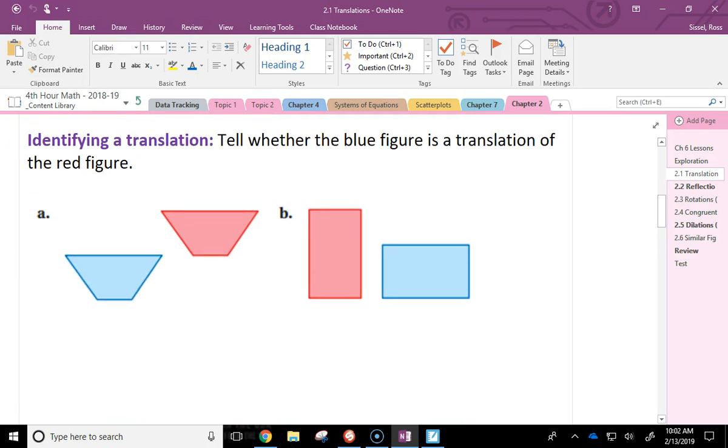Alright. So let's look at what I have up here. It says, identifying a translation. Tell whether the blue figure is a translation of the red figure. So, number 1, it's an upside down trapezoid. So, is the blue figure a translation of the red figure? So we have the red figure, that's where we originally started. And then the blue is our new image. Is the blue one a translation? Well, why?